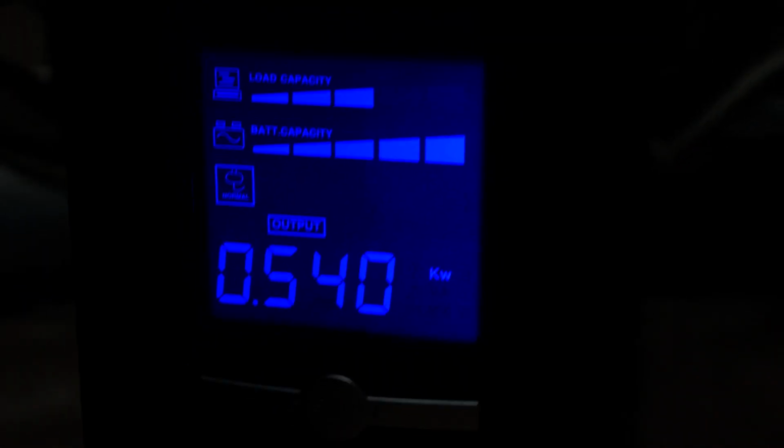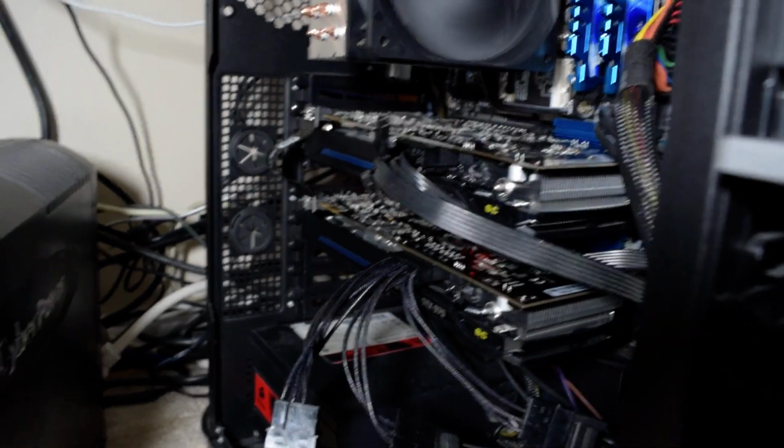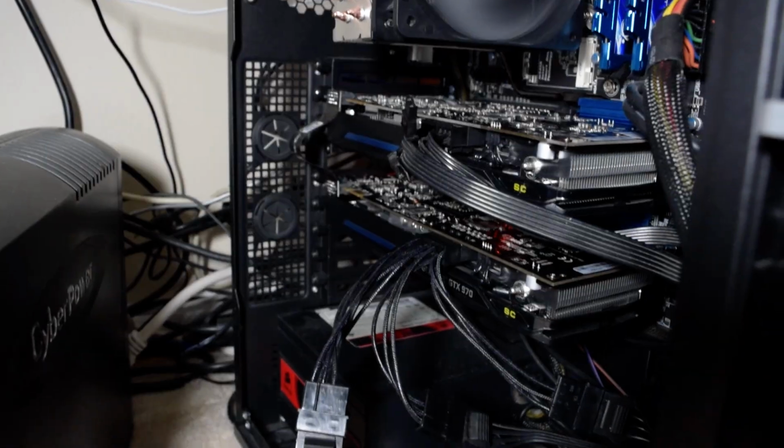531 watts. See if I can get that. 540 watts. That's total with the computer as well. I've got 3 hard drives and an SSD and the 2 video cards. So that's the wattage for both. And of course, let me get you some light. Here's the computer.